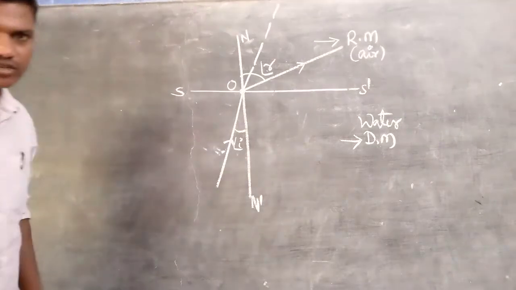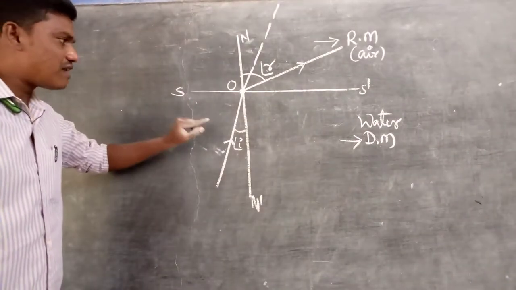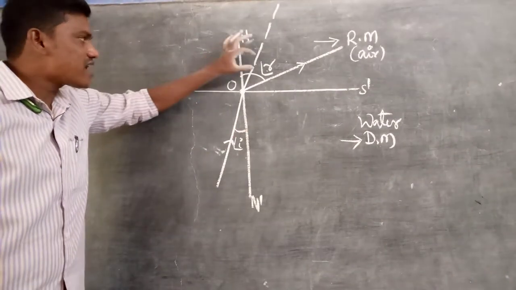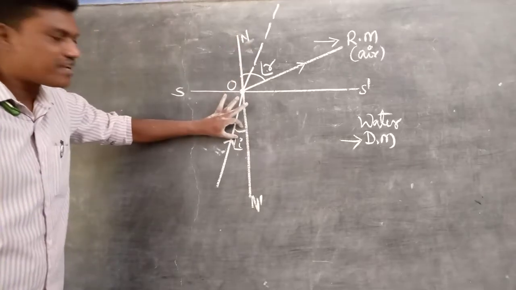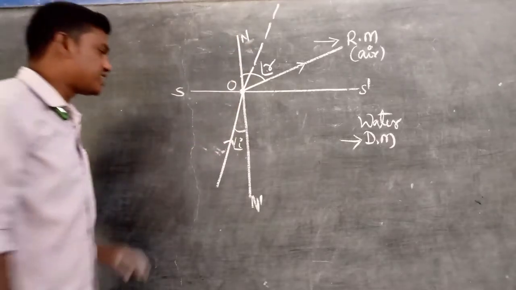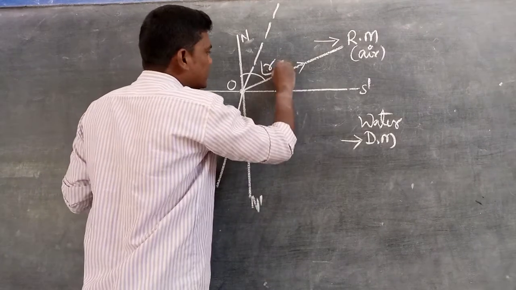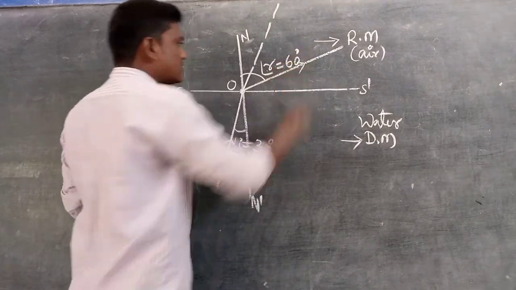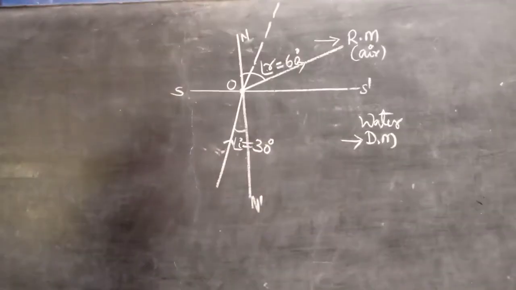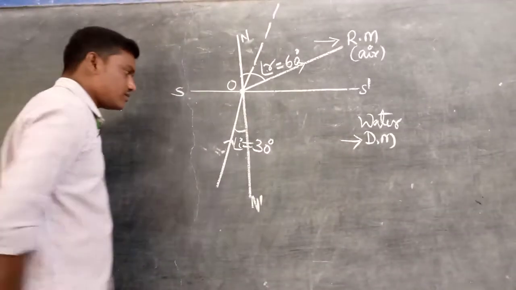Angle of refraction. So when light travels from denser to rarer, the angle of refraction is always greater than the angle of incidence. For example, if the angle of incidence is 30, the angle of refraction can be 60, just for your understanding. These are not exact values.